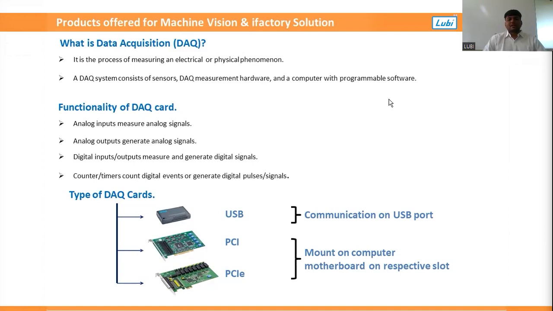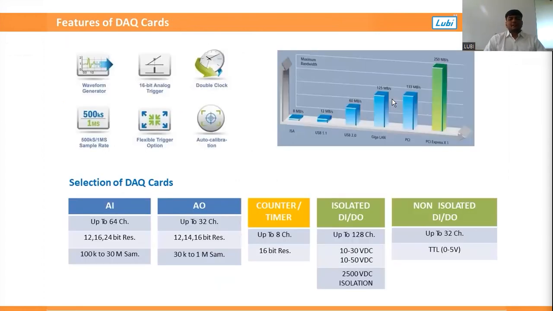USB data acquisition cards communicate on a USB port, USB 2.0 and USB 3.0. The PCI and PCI Express cards are mounted on a motherboard slot. In our data acquisition cards, the maximum AI available in a single card is 64 channels, with 12-bit, 16-bit, and 24-bit resolutions, and a sampling speed of 10,000 K to 13 million samples per second.